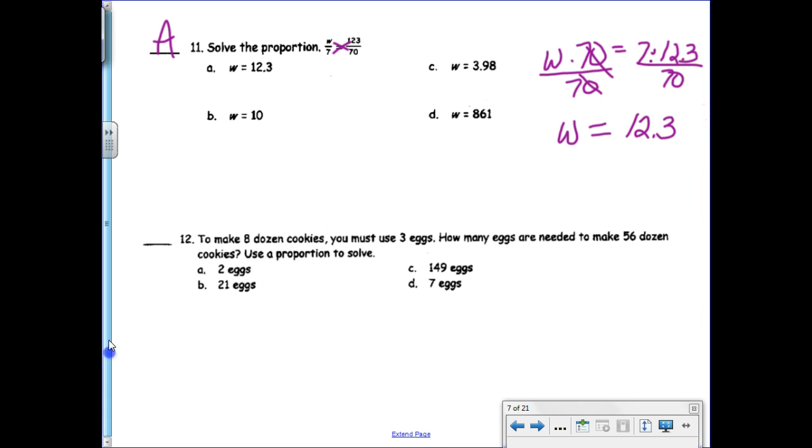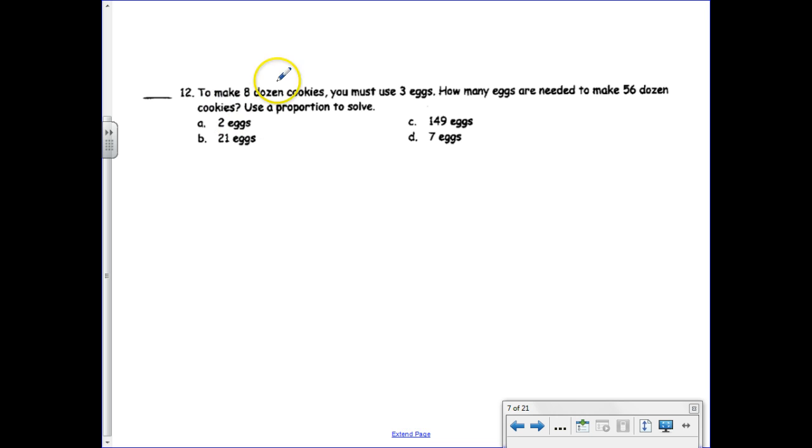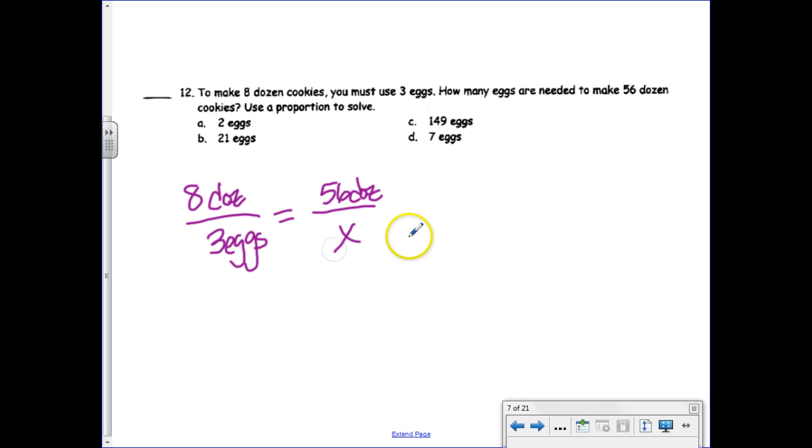All right, number 12. Here's a recipe one. So you are making 8 dozen cookies, use 3 eggs. Stop right there. 8 dozen, 3 eggs. That's a rate, okay? How many eggs do you need to make 56 dozen cookies? Here's your unknown. And I'm just using x. Use whatever variable you want. Show me the work algebraically.